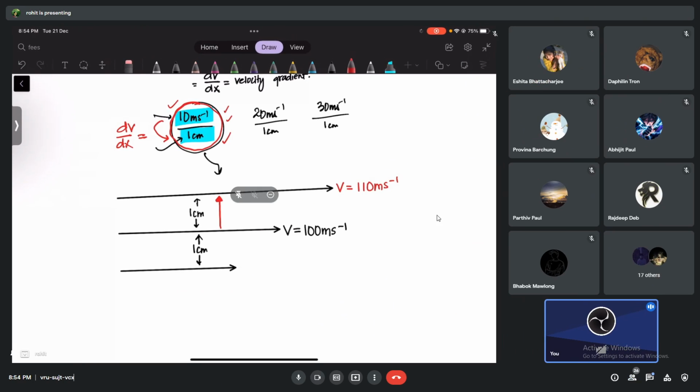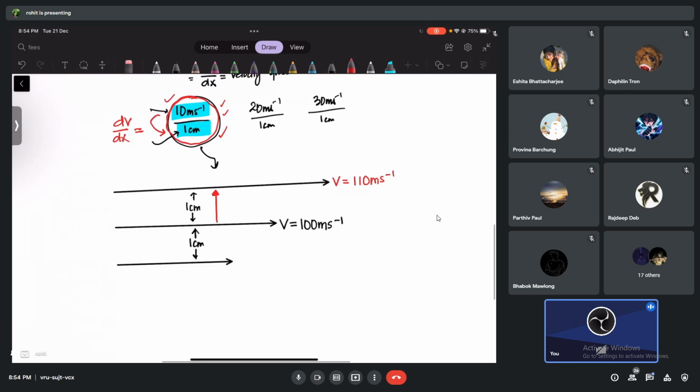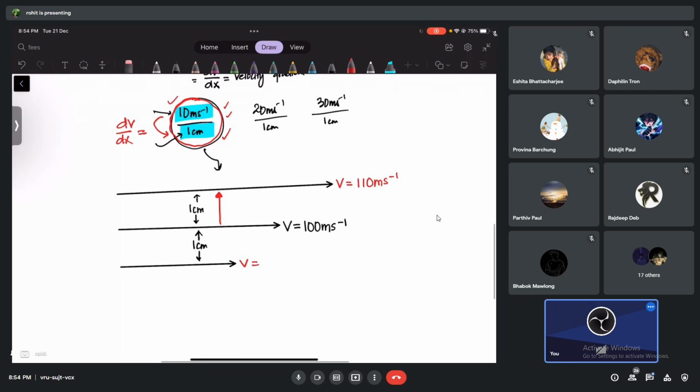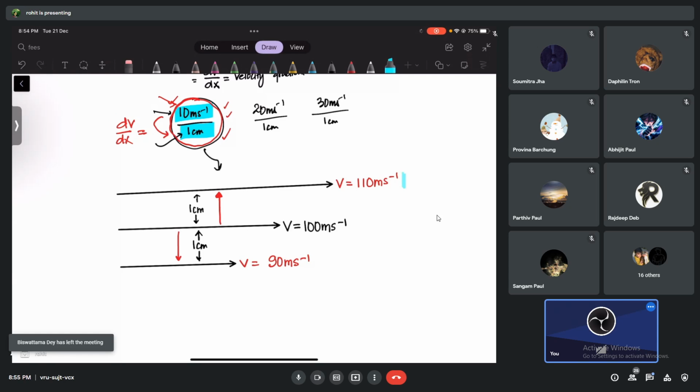Okay, then look at the below layer, guys. Now tell me, below layer, what do you think? Will it be 100 or less than 100? Less, and every 1 centimeter I go down, it should change by how much? It should change by 10 meters per second. So it should be 90 meters per second. I think you're clear with that. This part is clear. This part is clear. This part is clear.